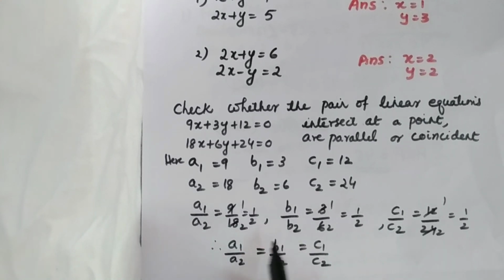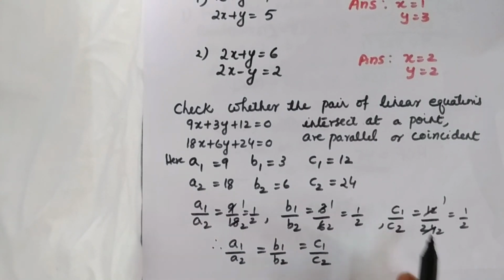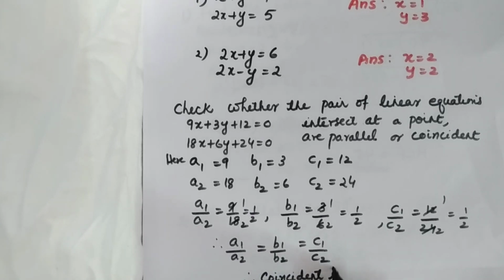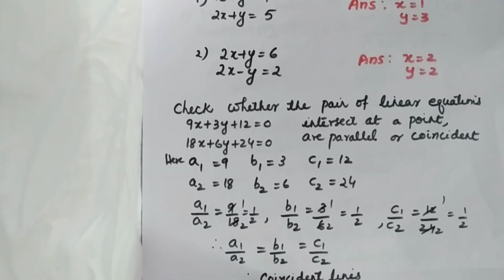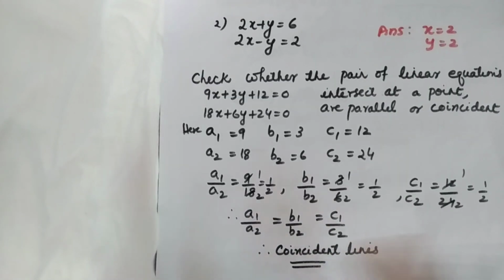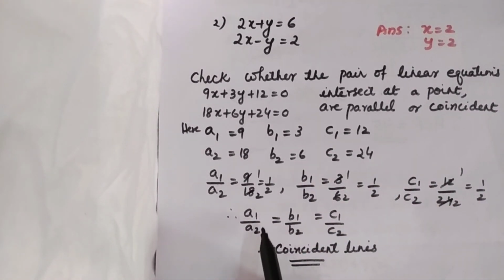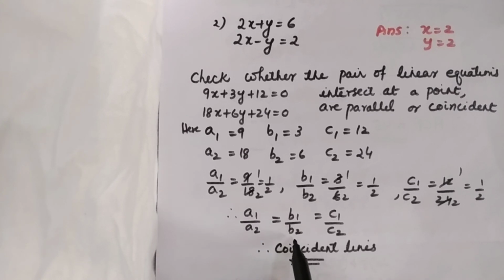So you know that if all the three ratios are equal, then they are coincident lines. You know what are coincident lines? Infinite number of solutions, that is, these lines will be overlapping lines. So the condition for coincident lines is a1 by a2 equal to b1 by b2 equal to c1 by c2.